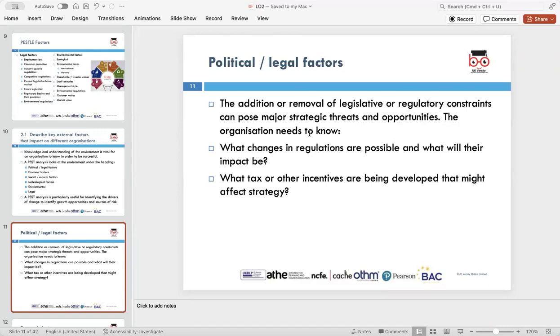There are significant strategic dangers and possibilities that might arise from the addition or removal of legislative or regulatory restraints for a company. So, to ensure the organization's success, it is imperative that they have a comprehensive understanding of the implications of any potential changes in rules. What kind of tax or other incentives are now being developed that have the potential to influence strategy?